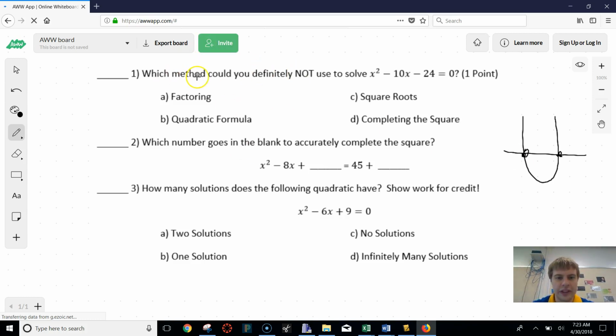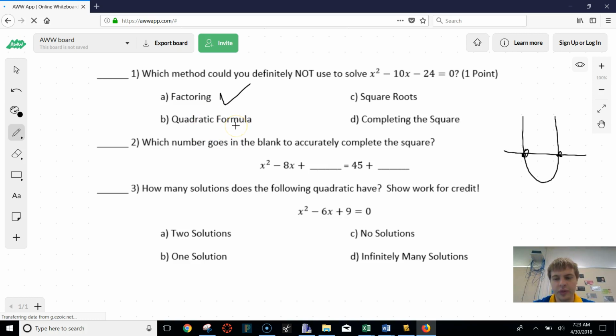Now, in this first one, it's asking which method can we definitely not use to solve this. So we just want to go through the different options. Factoring, can we use factoring? Well, can I think of anything that will multiply together to give me 24 and add together to give me 10? Well, yeah, 6 and 4 would work. So I can definitely use factoring.